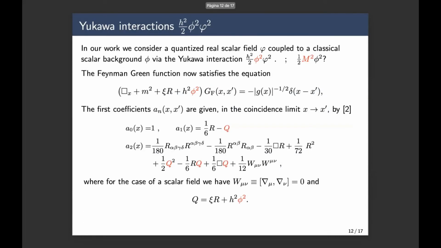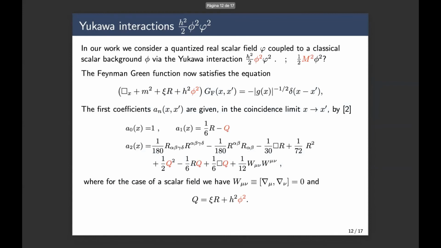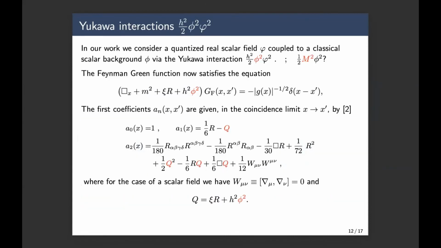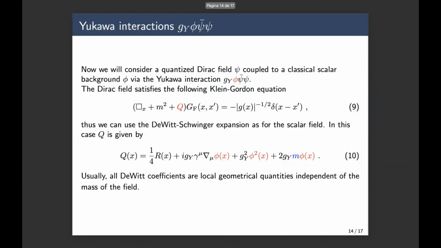Okay, so we have not done this, and I don't know exactly how to do it because here we will have to study in more detail how to build this DeWitt-Schwinger expansion where we have both quantum fields. So I'm not sure how to do it. Thank you.